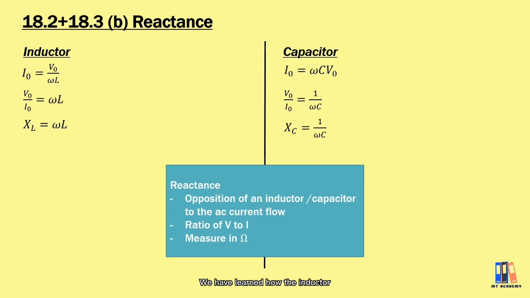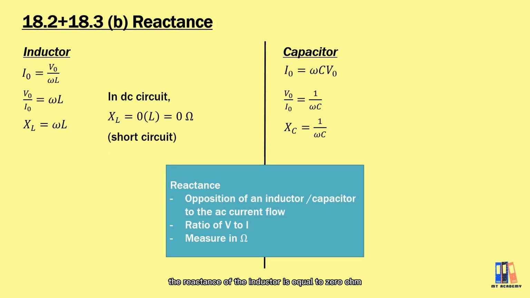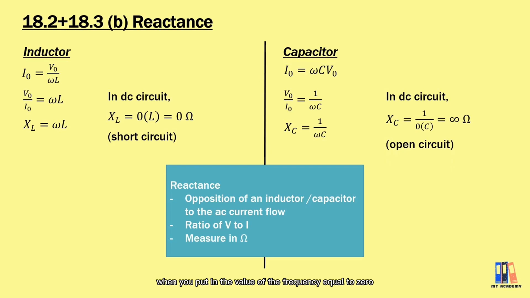We have learned how the inductor or the capacitor behaves in a DC circuit. The phenomenon during the steady-state operation also can be explained through the formula of the reactance. For DC current, the frequency would be 0, and when you put the value of 0 into the formula, the reactance of the inductor is equal to 0 ohm, which indicates that the inductor is a short circuit when the current is in steady-state operation. As for the capacitor, when you put in the frequency equal to 0, the reactance of the capacitor is equal to infinity, which means that it is an open circuit when it is a DC current flow.